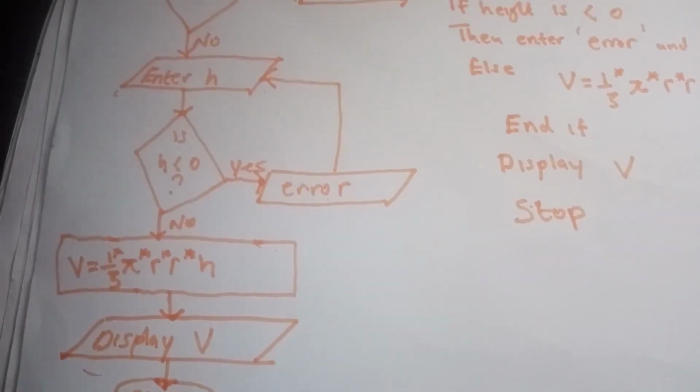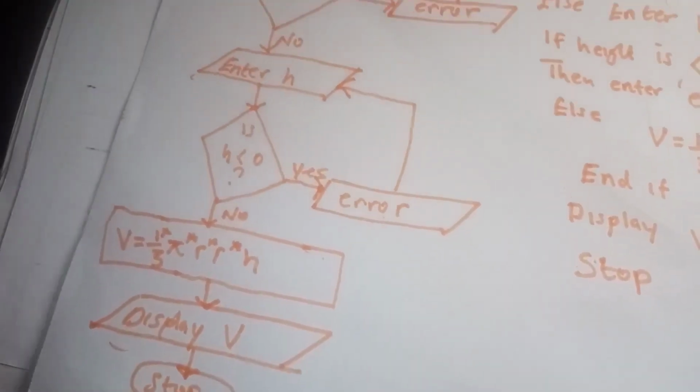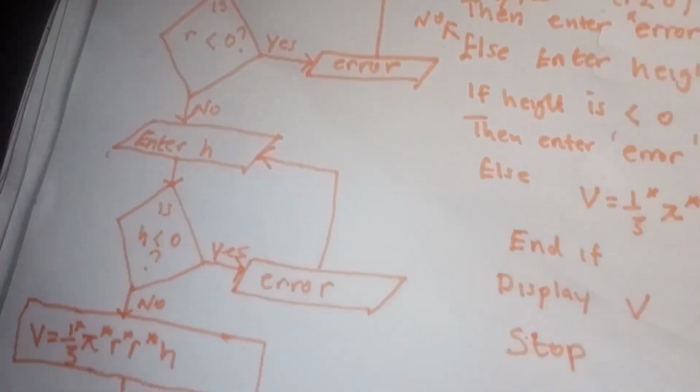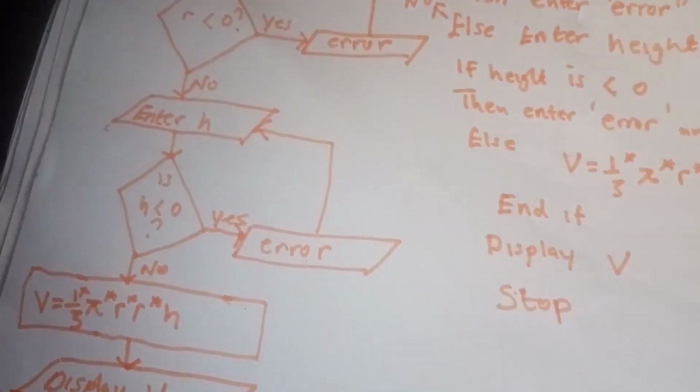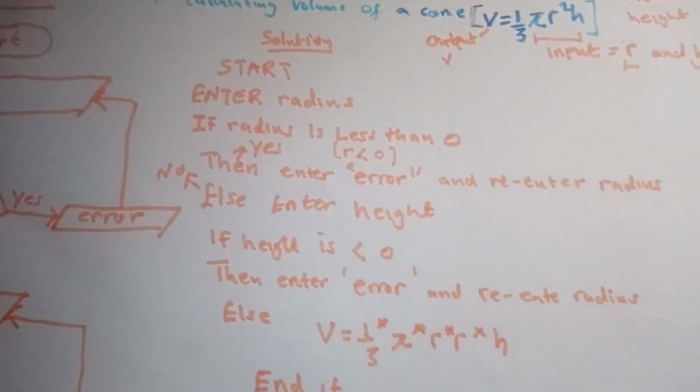Right, so that is basically what we have. Okay, so this is it. You can be given a flowchart, and you can take it backwards from a flowchart to a pseudocode.